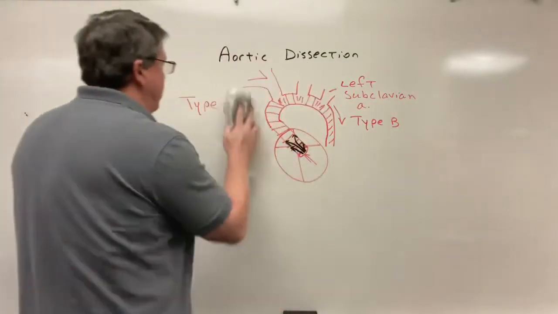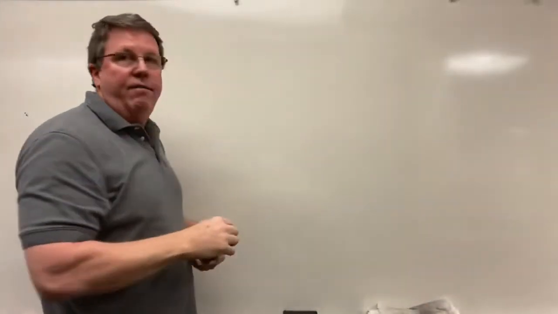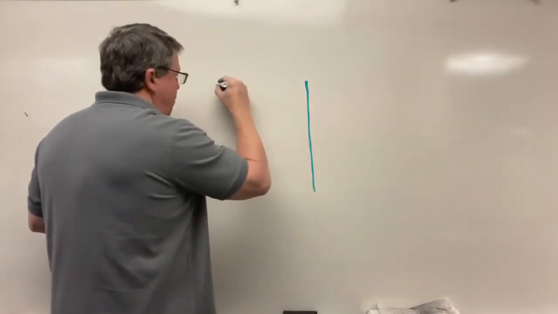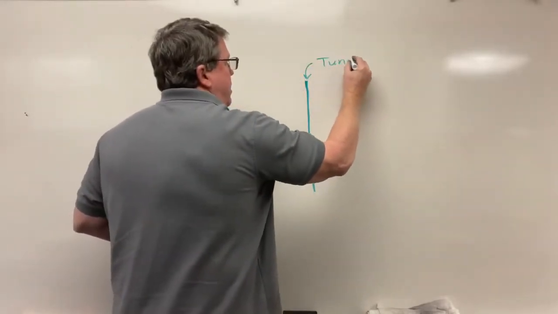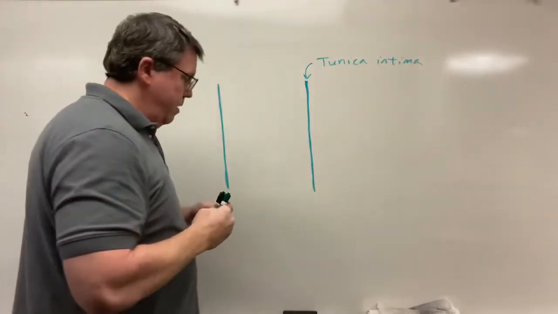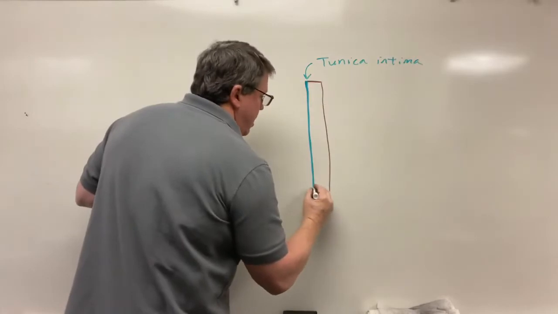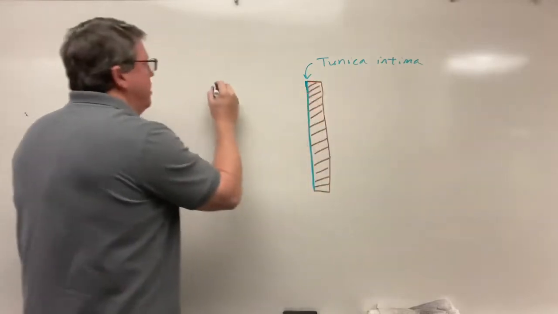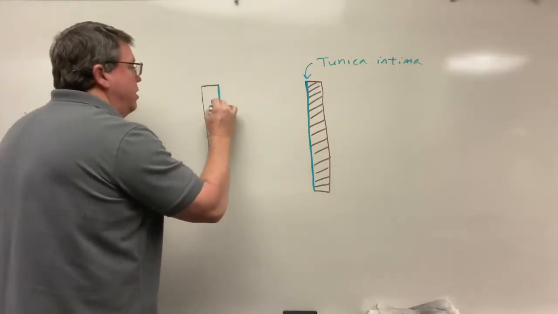So let's go ahead and take a look at this real quick. On a blood vessel, you have 3 layers. Here's the first layer, and we're going to call this layer the tunica intima. The tunica intima is a thin layer and it's the innermost layer. Then after that, we have a layer that has muscle in it, and it's the thickest layer. This is called the tunica media. It contains muscle so your blood vessels can contract and relax, and it controls the size of the blood vessel.